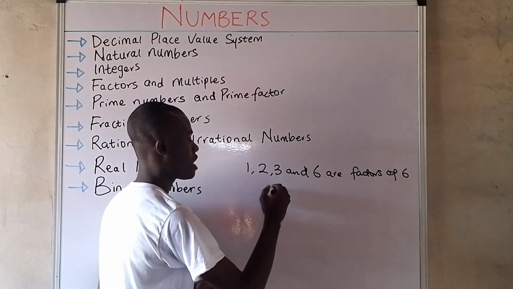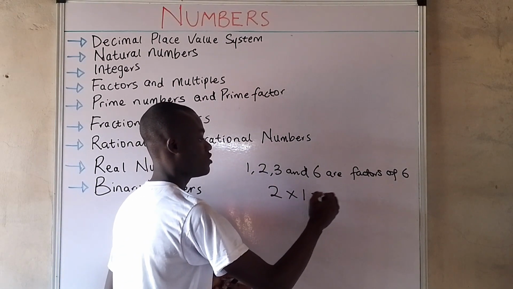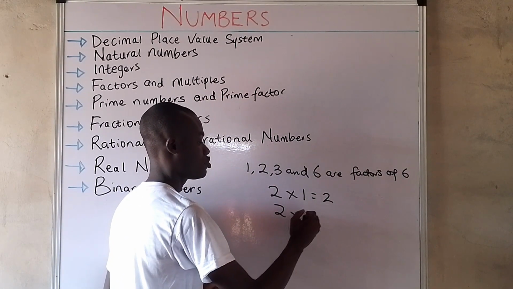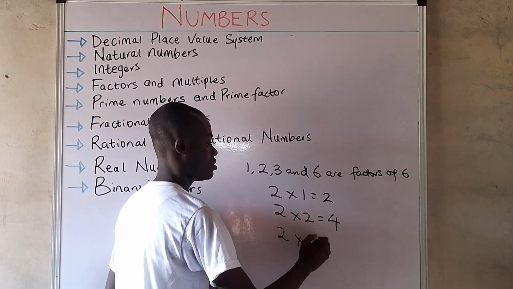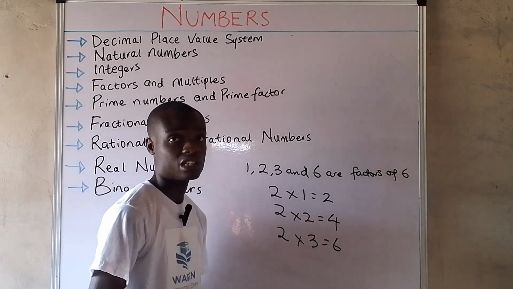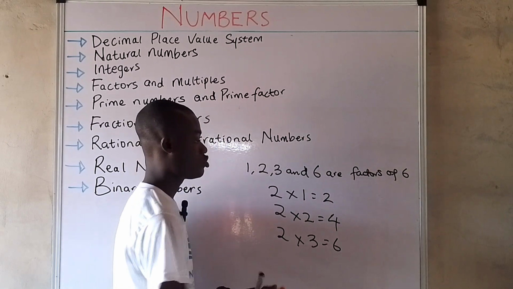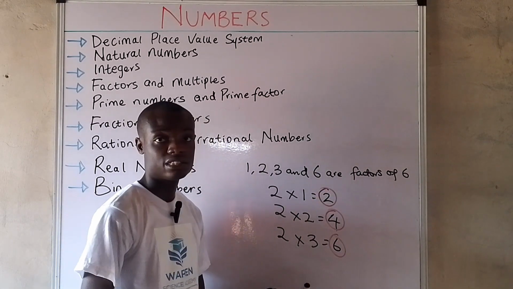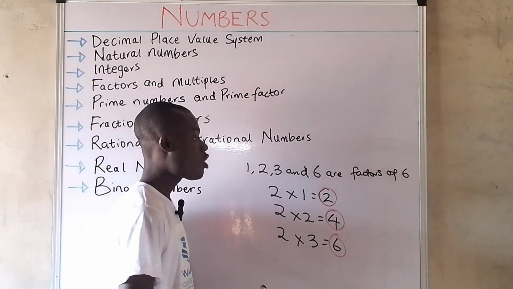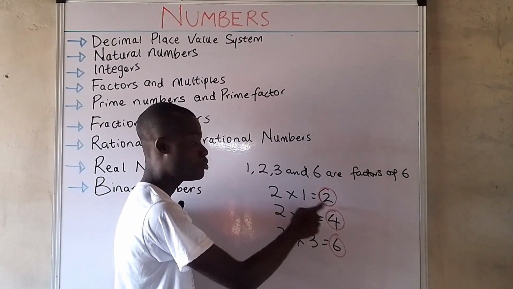So in the 2 times table, we have 2 times 1 gives us 2, 2 times 2 gives us 4, then 2 times 3 gives us 6. You can go on and on. Now these numbers, 2, 4, 6, you can have 8, 10, 12, 14. All these numbers, they are multiples of what?